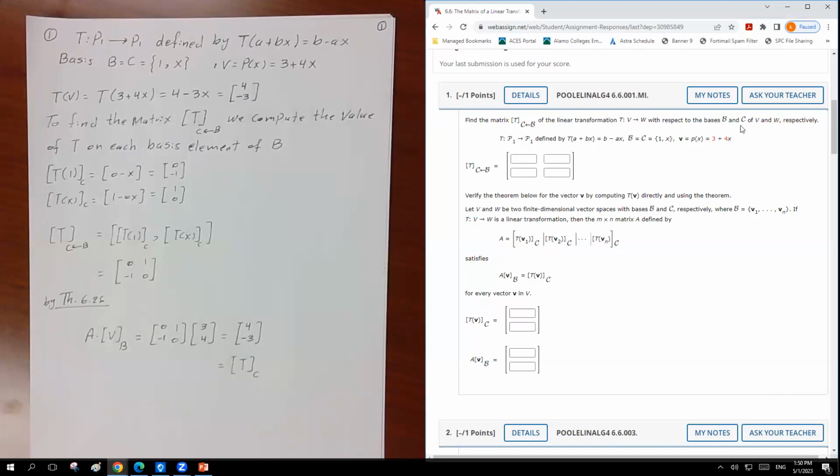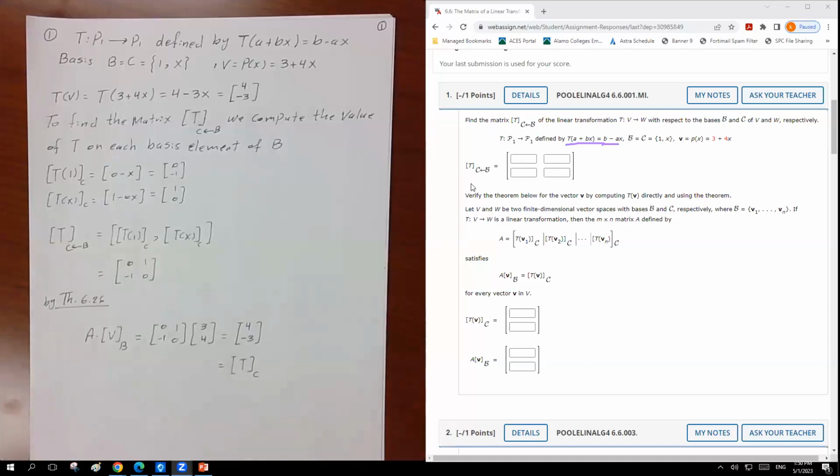So that means they're telling you B is a basis on the vector space V, and C is a basis on the space W. And here's the transformation from P1 to P1 defined by T(a + bx) = b - ax, with respect to the bases B and C. And here is the vector v, which is p(x) = 3 + 4x. So first of all, we need to find the matrix T from B to C.